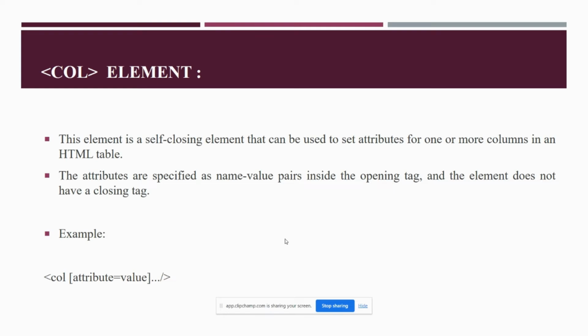Col element. This element is a self-closing element that can be used to set attributes for one or more columns in an HTML table. The attributes are specified as name-value pairs inside the opening tag, and the element does not have a closing tag. For example, col attribute equals value. This is a self-closing tag.